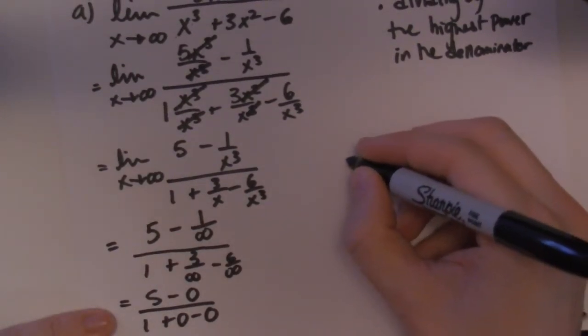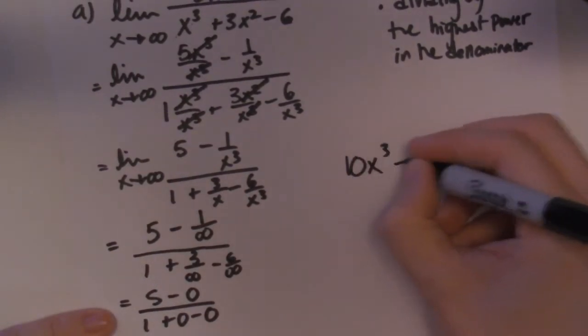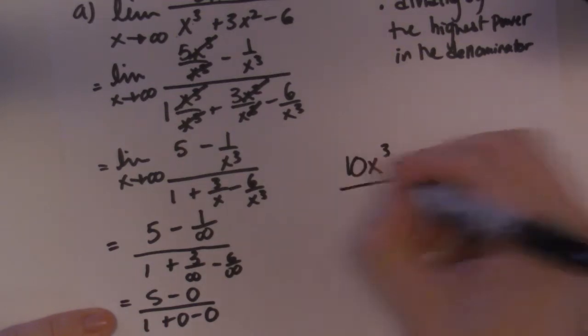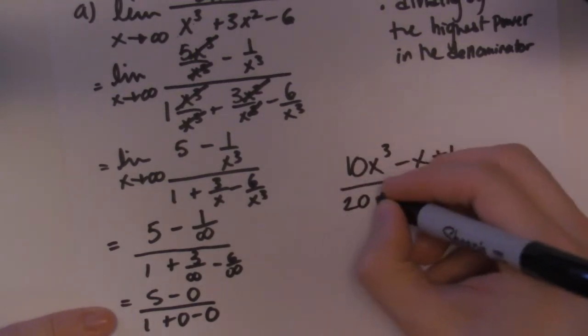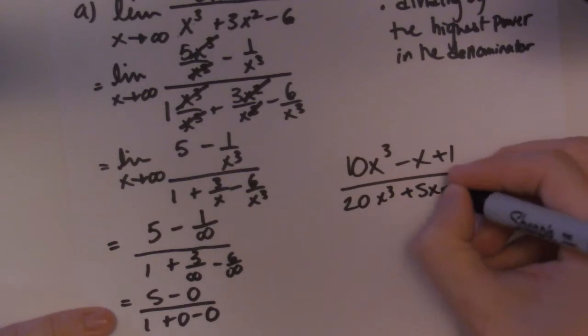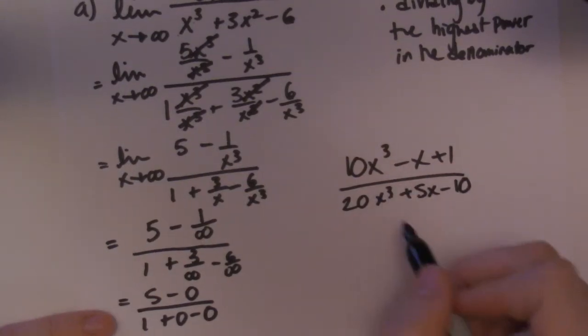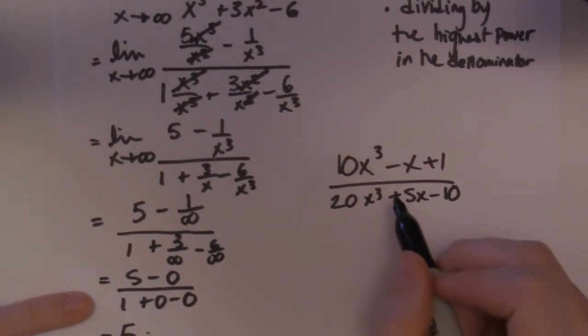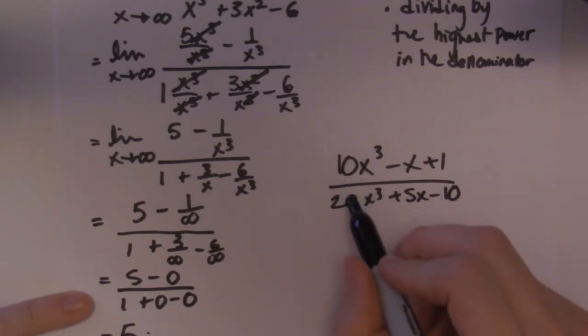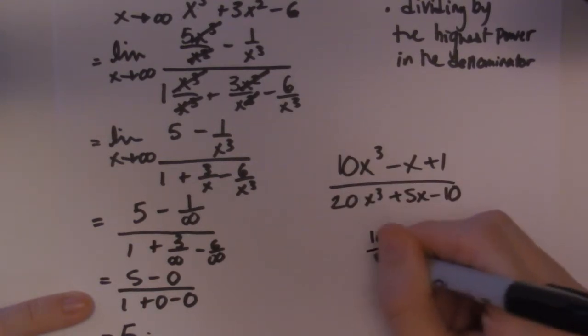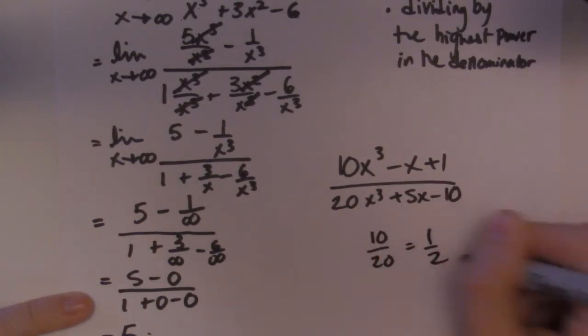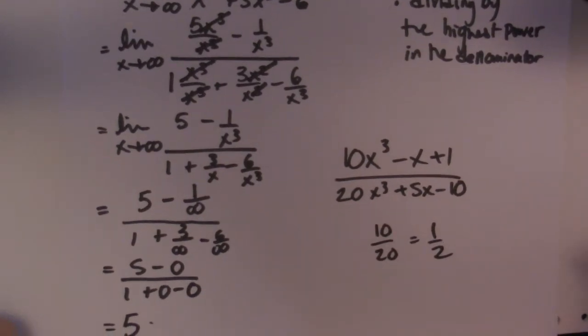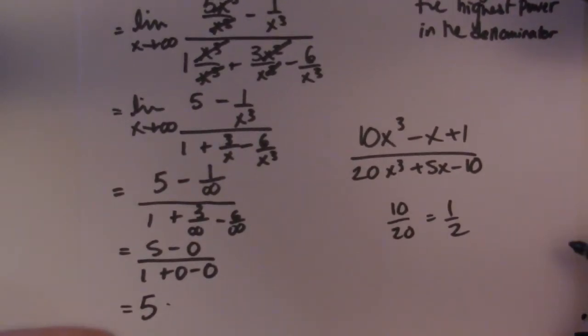So if I say there was (10x cubed minus x plus 1) divided by (20x cubed plus 5 minus 10), then my horizontal asymptote, or my limit, would just be 10 divided by 20, which would be a half. That would be my horizontal asymptote. And that's it, guys. That's literally it. There's nothing more to it than that.